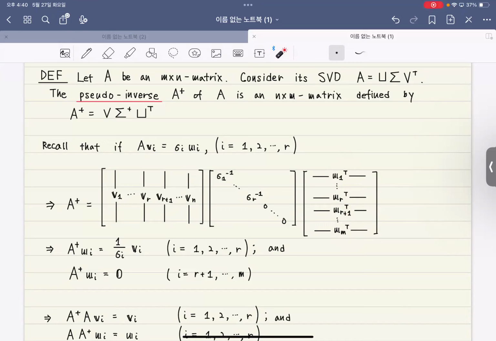So generalizing this, A plus times this vector ui is just 1 over the singular value times vi. And this relation is true for the indices between 1 to r. And if your index is greater than r, then what? Then this is going to be simply 0.